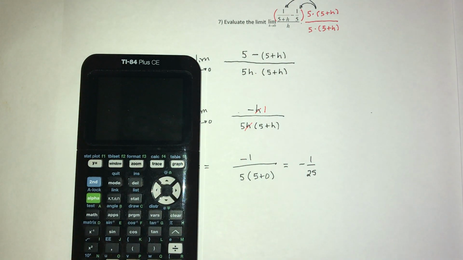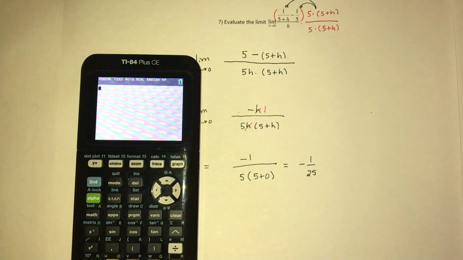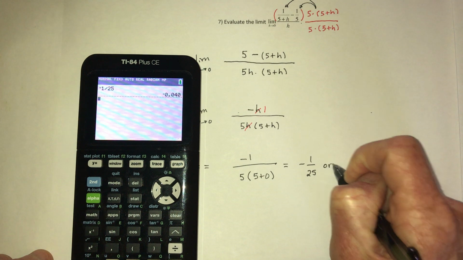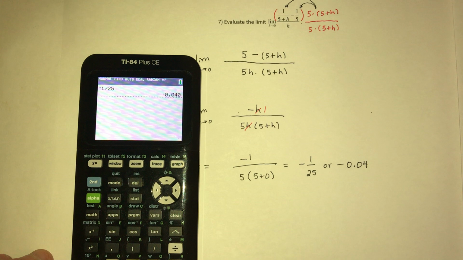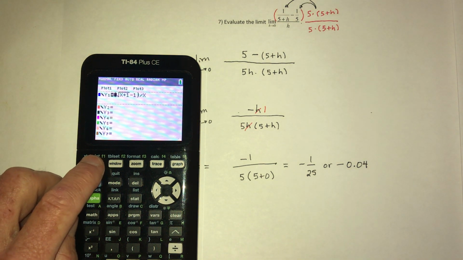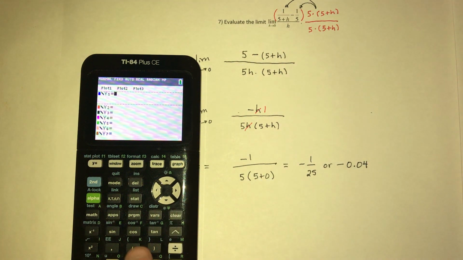Now to check the answer. So to begin with, negative 1 divided by 25 as a decimal is negative 0.04. And then when I check it, graph the original problem. So the first one is 1 divided by 5 plus h. And then the denominator needs to be in parentheses, minus 1 divided by 5. And then that whole thing is divided by x.